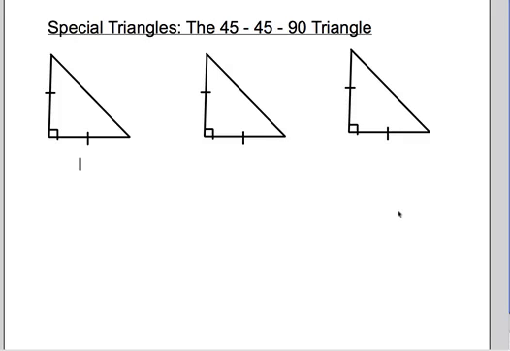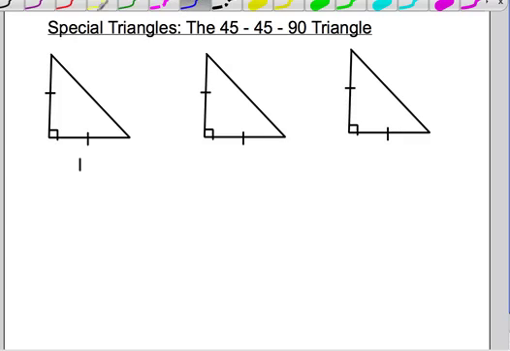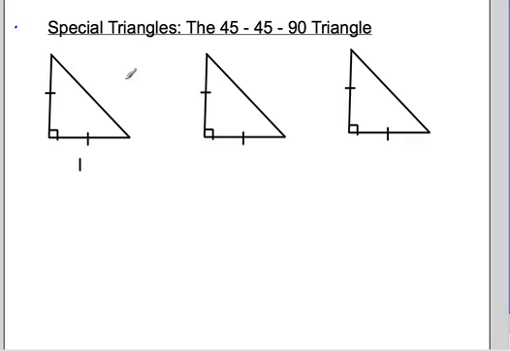Hello, this is Mr. Collier, and today we're learning about special triangles. Okay, so we have two types of special triangles we're going to learn about today. The first one we call the 45-45-90 triangle, because it's the right triangle you get when you have 45 degrees for one of the acute angles.